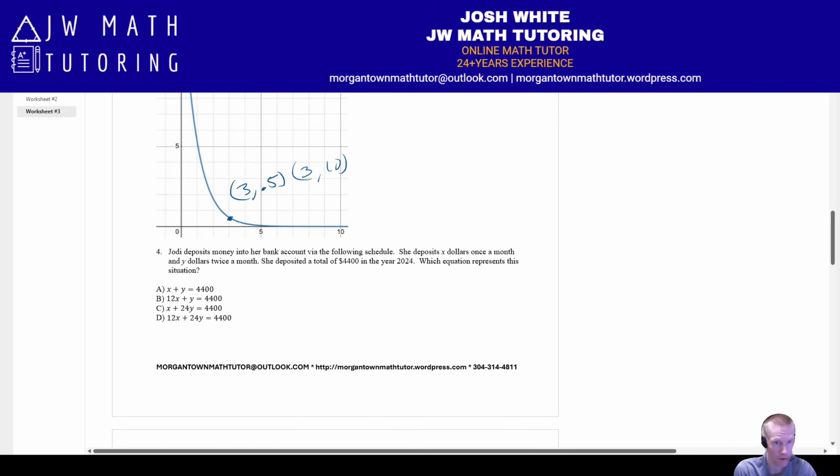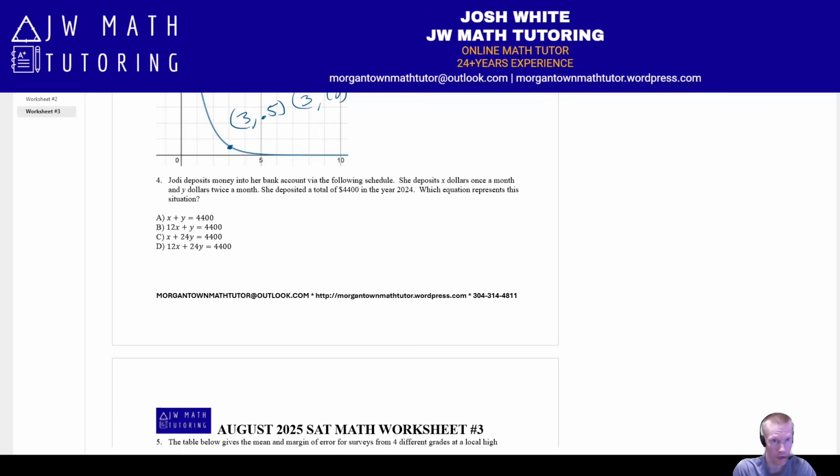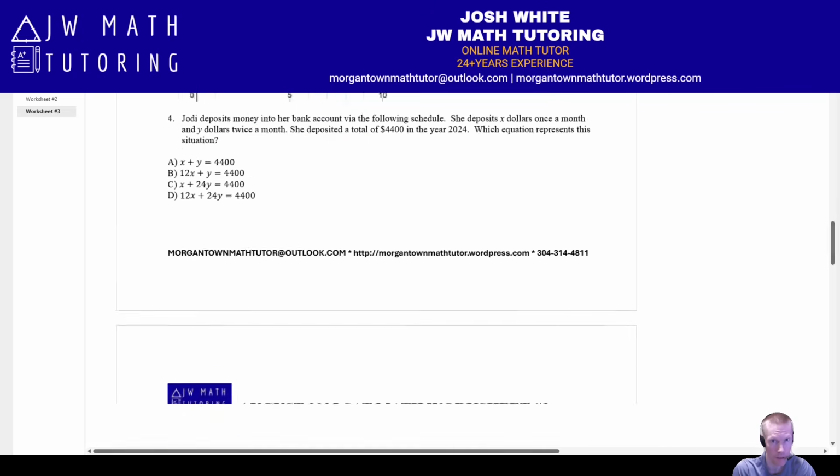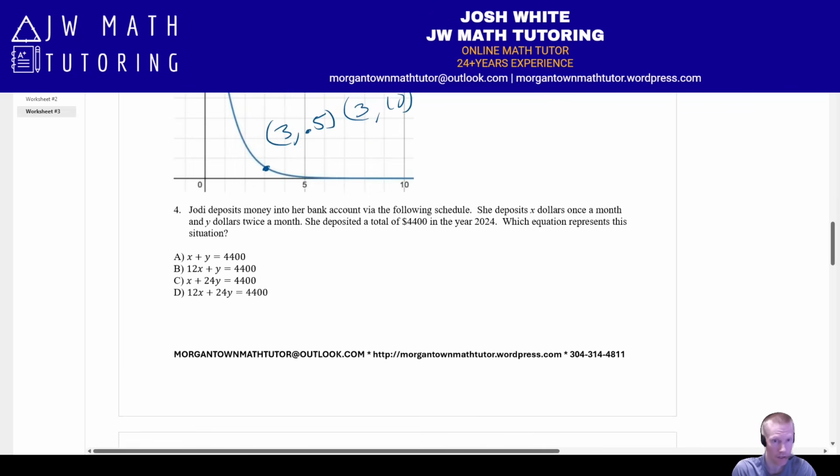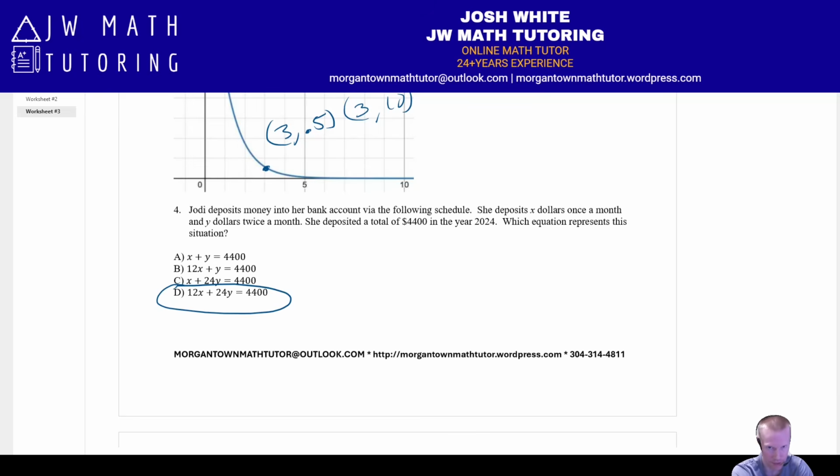All right, so let's look at the next one, number 4. And let me just zoom back to our original size here. Okay, this person is depositing money into her bank account, basically X dollars once a month and Y dollars twice a month, and the total is 4,400. Which equation represents this situation? I will tell you the correct answer is going to be letter D. Here's the theory, or the way to reason this.